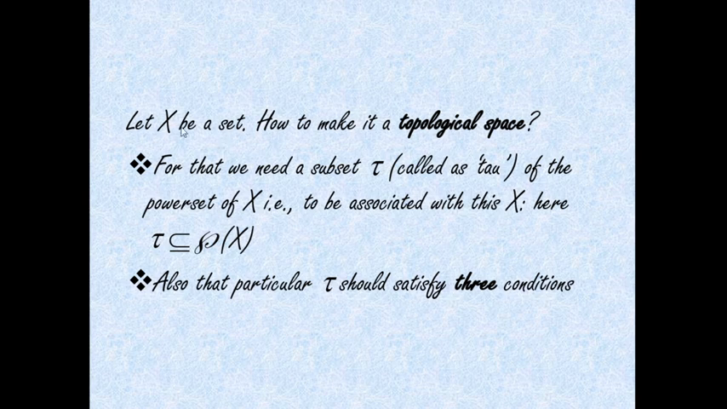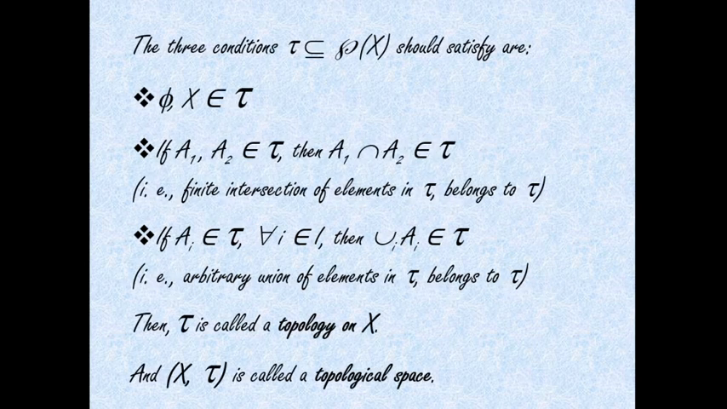So for X to be a topological space, what do we need? We need a subset tau of the power set of X which satisfies three conditions. So we are going to see what those three conditions are. The three conditions tau should satisfy are: in this tau, the null set phi and the full set X should be present. That is the first condition.